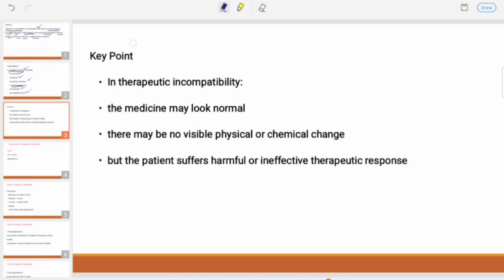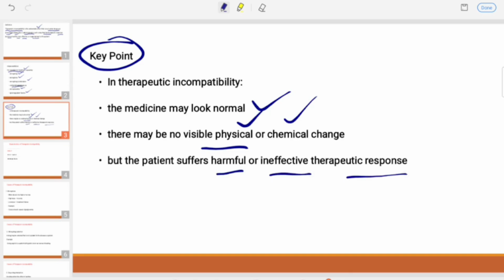So here are the key points of this type of incompatibility. In therapeutic incompatibility, the medicine may look normal. There may be no visible physical or chemical change, but the patient is suffering from harmful effects or ineffective therapeutic response.